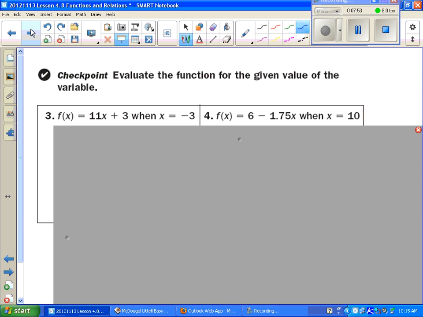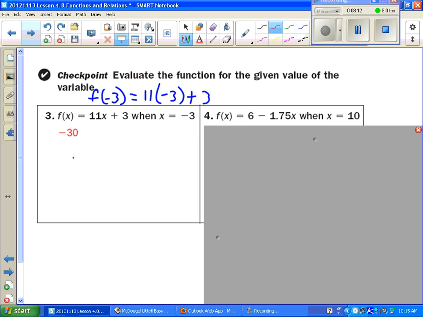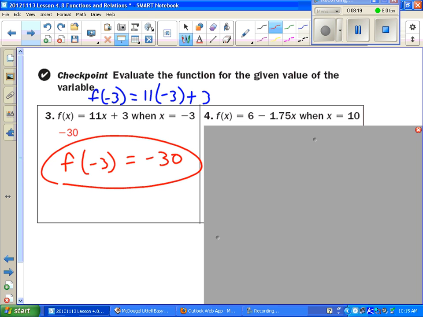The second checkpoint says evaluate the function f of x equals 11x plus 3 when x is negative 3. So what you're going to have is f of negative 3 equals 11 times negative 3 plus 3. 11 times negative 3 is negative 33, plus 3 is negative 30 for that one. So f of negative 3 equals negative 30. This is how you need to write it. Don't just write negative 30. F of negative 3 equals negative 30.